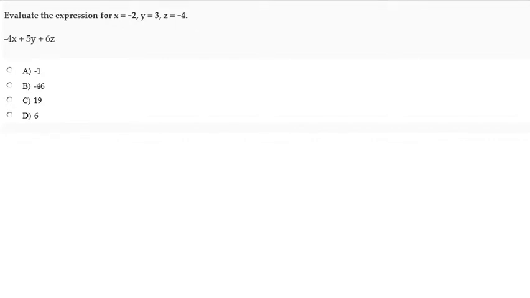Evaluate the expression for x equals -2, y equals 3, and z equals -4. The expression we're being given is -4x plus 5y plus 6z. When someone asks us to evaluate, they're looking for us to find a single value.